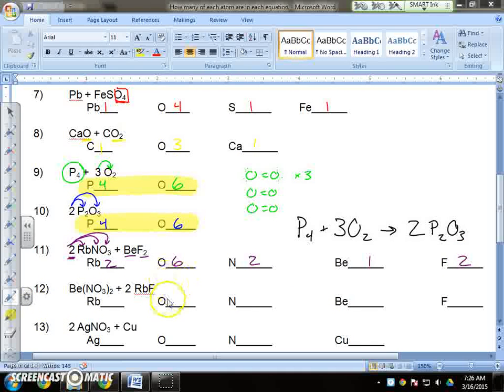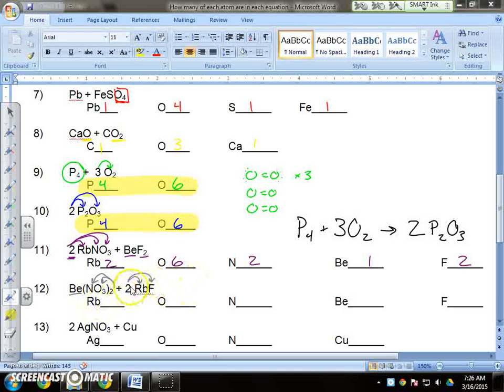Moving on to number 12, this guy gets a little trickier. We've got 2 corresponding to the Rb and the F. And this coefficient, or subscript of 2 only relates to what's inside the parentheses, so only to the polyatomic NO3. It does not relate to the beryllium. Okay? So let's look our way through this.